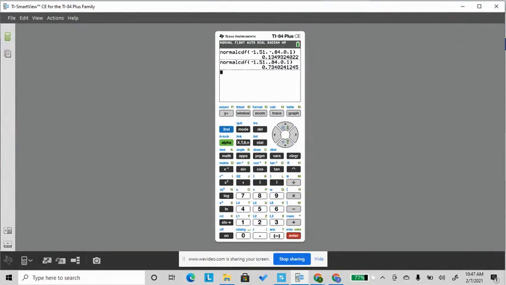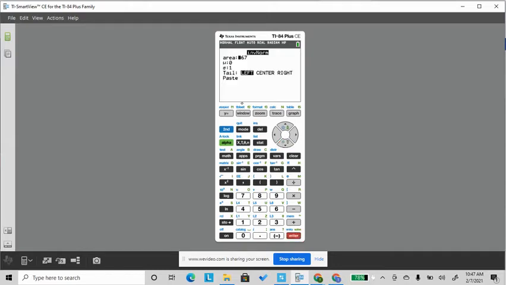You're going to do second vars and then inverse norm. Area to the left is 0.6701. And like I said, I'm just going to keep it area to the left because of the new version. I have the newest version of the calculator and hit paste. And then there you go. 0.44 is your Z. If you have the version I have, then you could also do it like this.